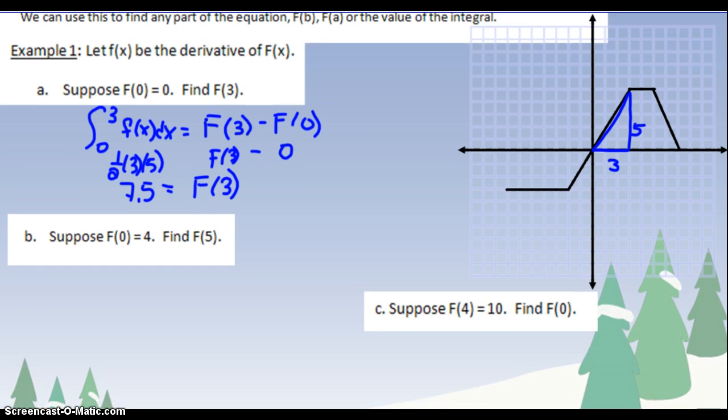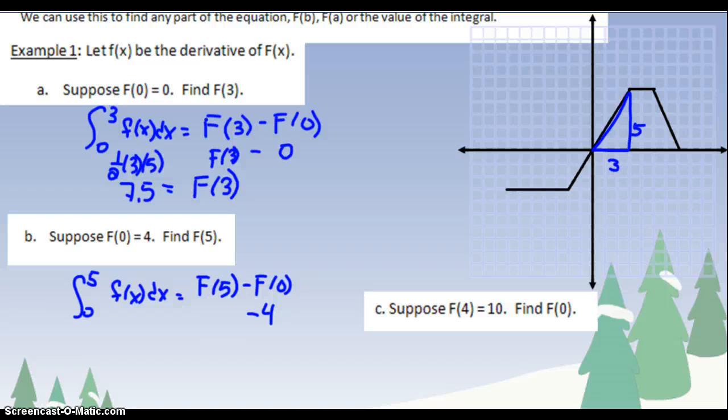B, F of 0 is now 4, and they'd like to know F of 5. So now we write the integral from 0 to 5 of f of x dx, and that's equal to capital F of 5 minus F of 0. Always taking the top one as your b minus your a. So F of 0 is 4 this time.